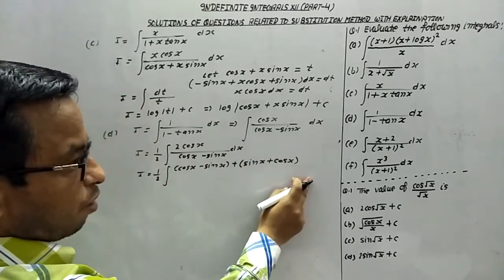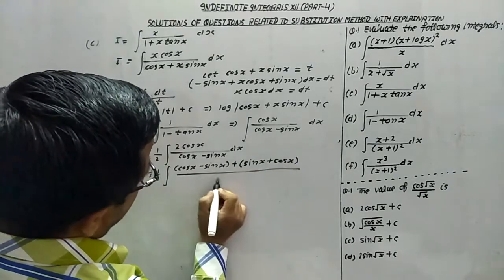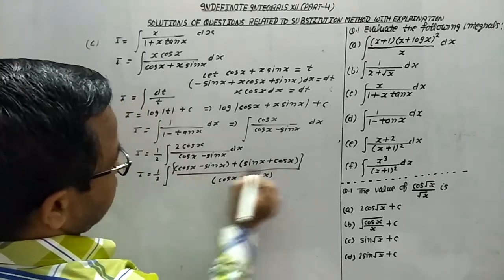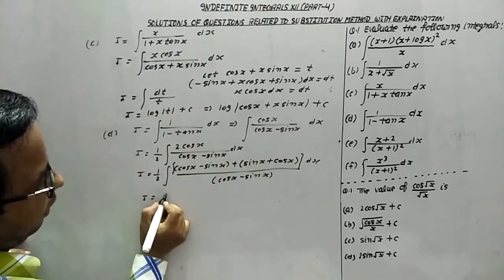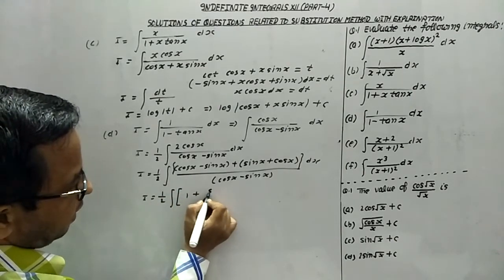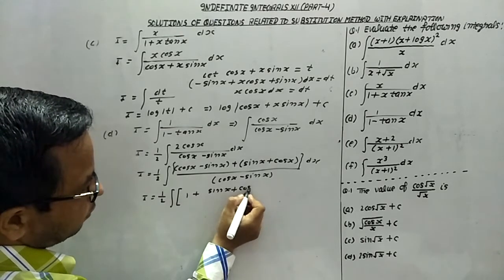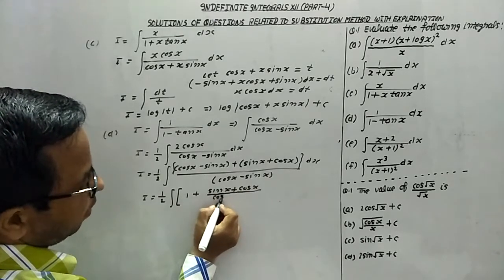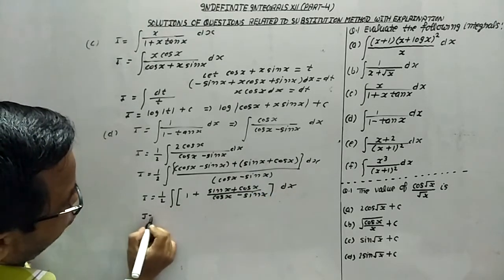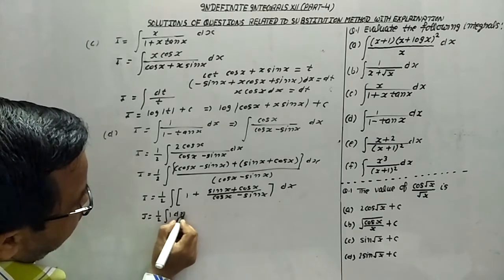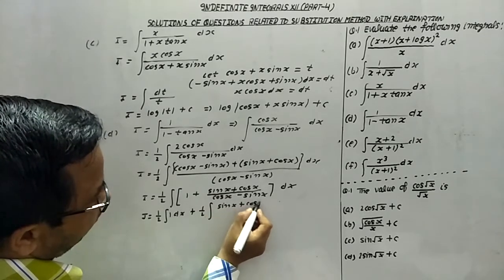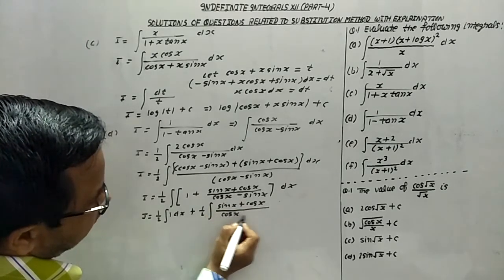Now look at this. The ultimate meaning of this is this one only, upon the whole, what is this? Cos x minus sin x, and this is dx. Now keep it separate. But this becomes I is equal to 1 upon 2 integration of 1 plus sin x plus cos x upon cos x minus sin x dx. It means I is equal to half integration of 1 dx plus half integration of sin x plus cos x upon cos x minus sin x dx.